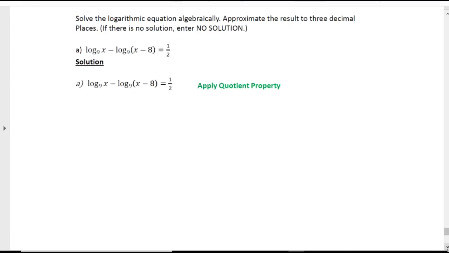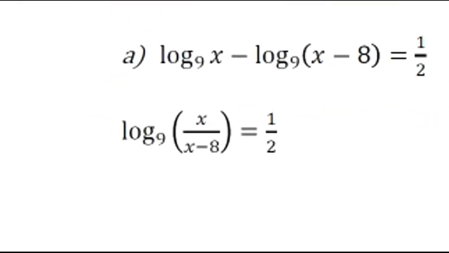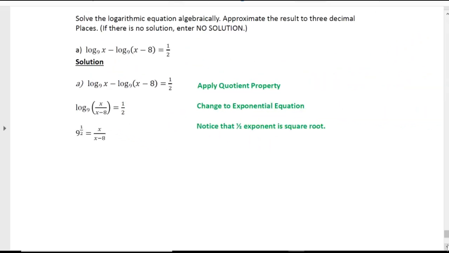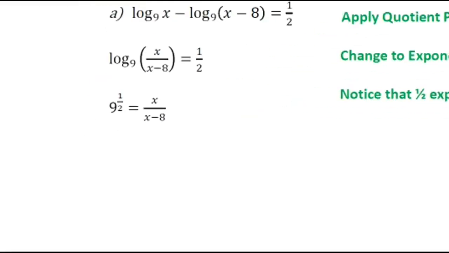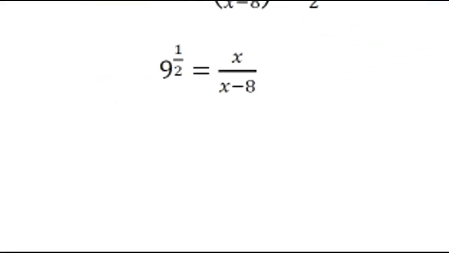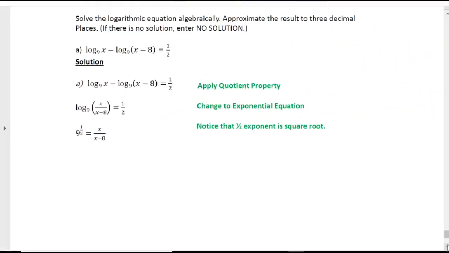Here we're going to combine these two logs together. So we end up with log base 9 of x divided by x - 8. So we're going to change that to exponential form. The log is equal to the exponent, so in this case, the log is equal to a half. So a half is your exponent. We multiply by x - 8. Well, we can evaluate 9 raised to the power of a half, which is actually 3.